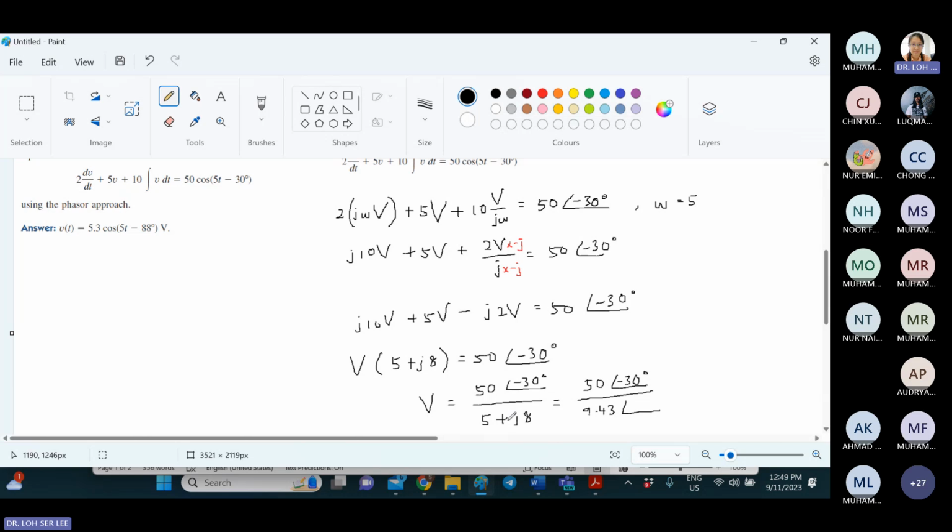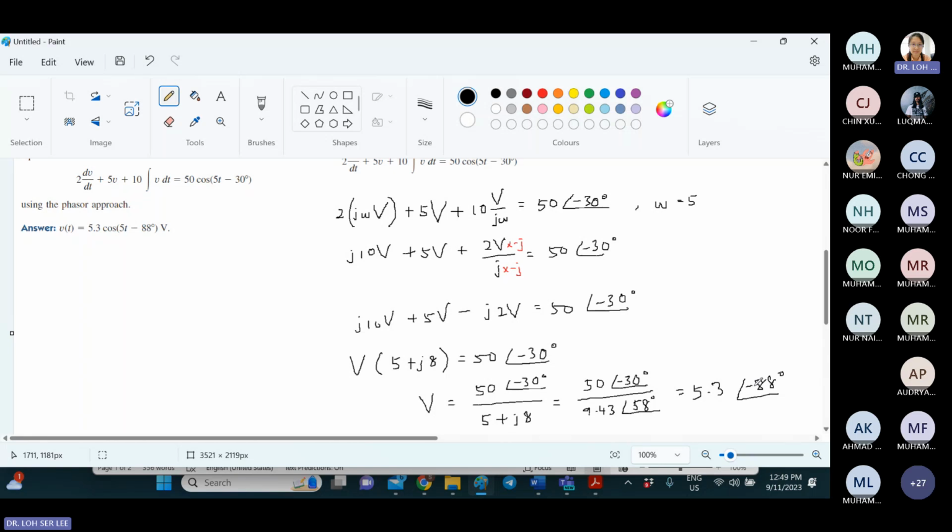Okay, then this falls in first quadrant, so you use arctan 8/5. So you get 58 degrees. So when you do the division, 50 divided by 9.43, you get 5.3. Negative 30 minus 58, you get negative 88.